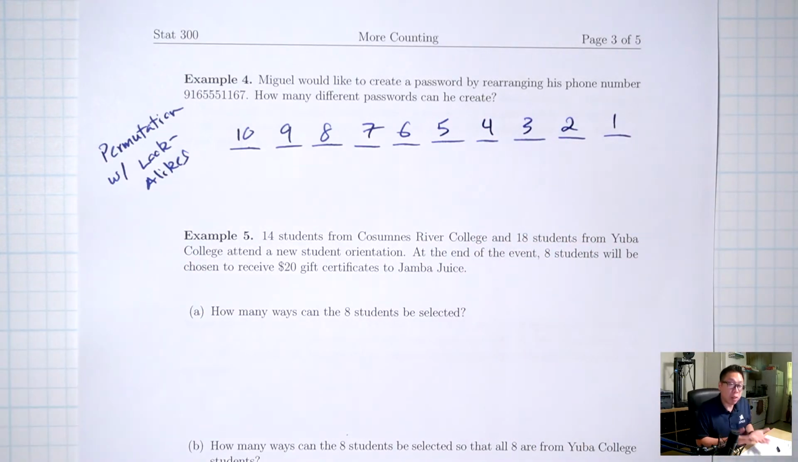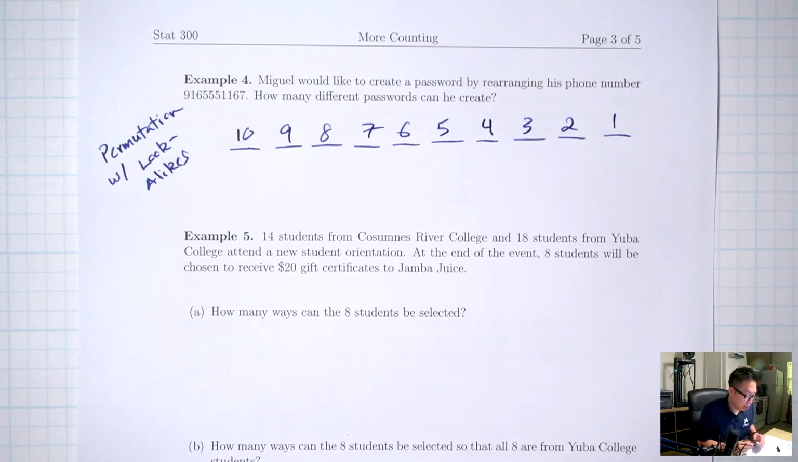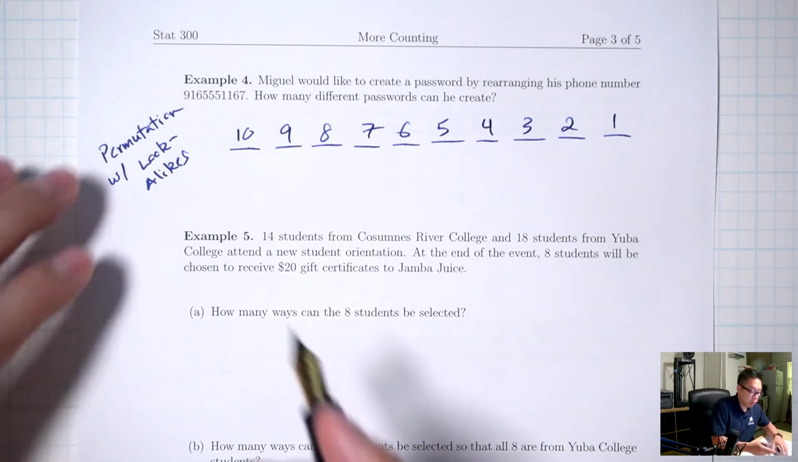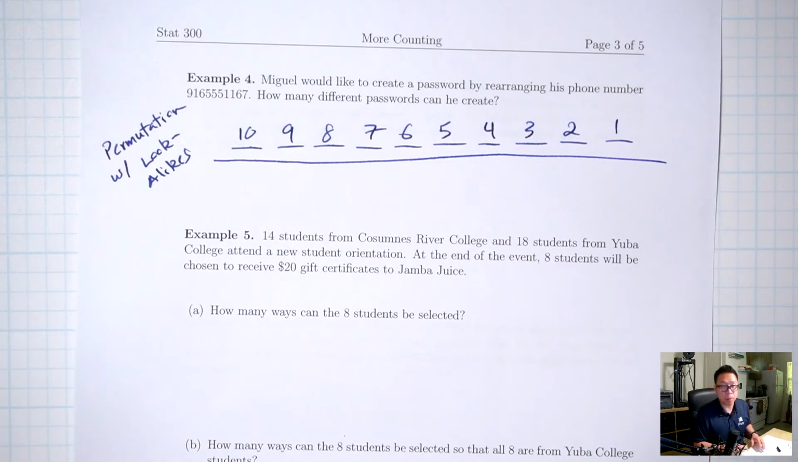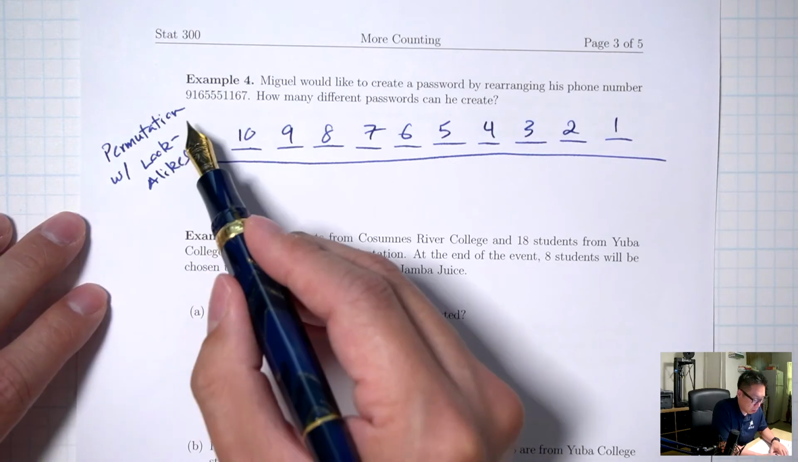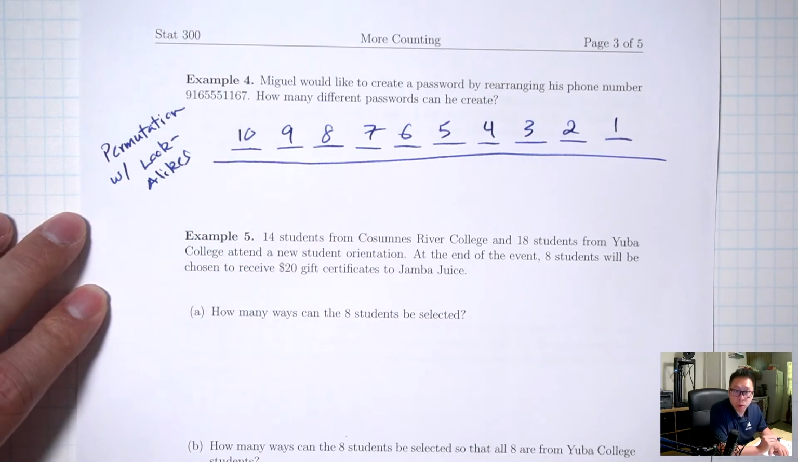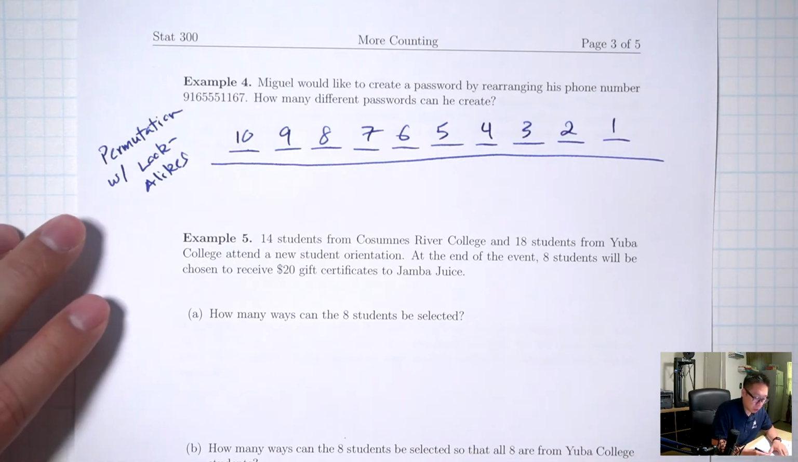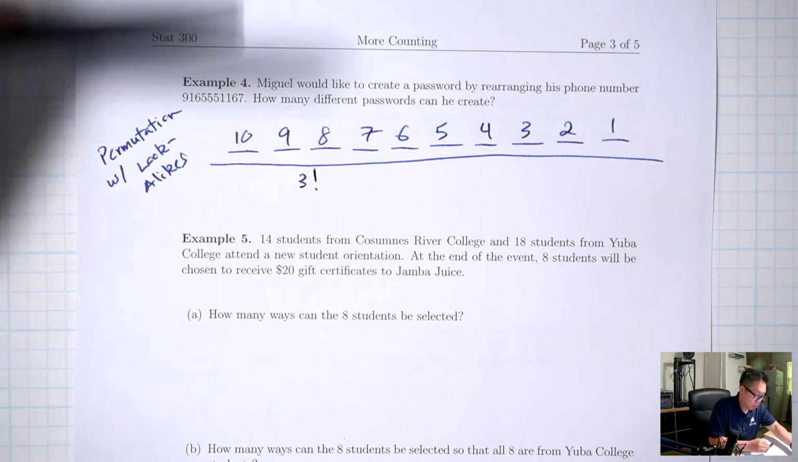Now, I do have lookalikes here, right? Because I do see a 5 that's repeated 3 times. I think a 1 that repeats, and then maybe some other ones. So I do need to divide by the lookalikes. So what's repeated? I think the 1's repeated. So how many 1's are there? There's 1, 2, 3. So there's 3 1's, which means I need to divide by 3 factorial. And that was for the 3 1's.